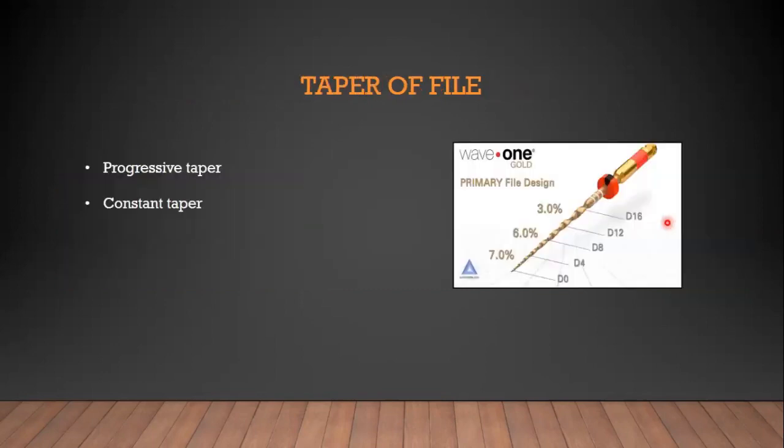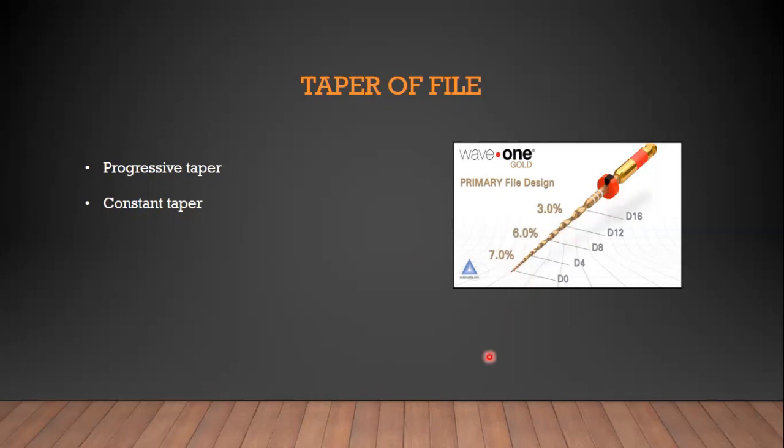Now let's discuss the taper. What is the taper? We say it is a 4% taper, 6% taper. It is the amount the file diameter increases along the working surface from tip towards the handle. There are two types of shaft design depending upon the taper. Either it may be a progressive taper or it may be a constant taper file design. Like Wave One Gold, for example, is provided with a progressive taper. The taper is continuously decreasing from tip towards the shaft.